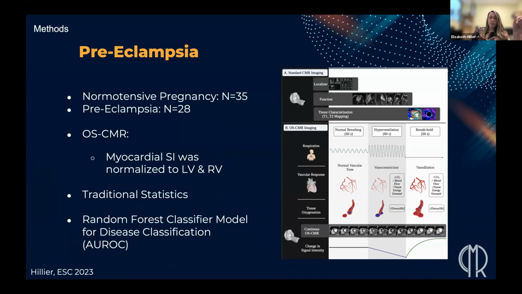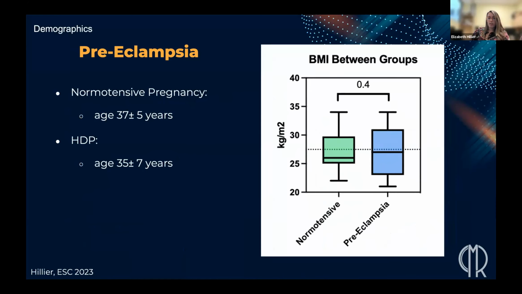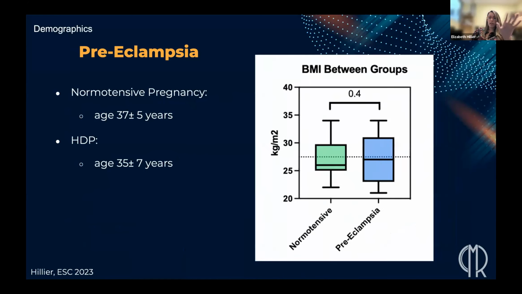We looked at OS-CMR. The only slight difference from what you've heard about before in the values that I am going to report is that we normalize the myocardial signal intensity to the left and right ventricular blood pools, which we actually think accounts for a lot of confounders. We used a combination of traditional statistics and then some machine learning algorithms. The first one I'll mention is a random forest classifier model for disease classification. When we look at the cohorts, there was no significant difference in age between the two groups. There was no significant difference in BMI between the two groups.